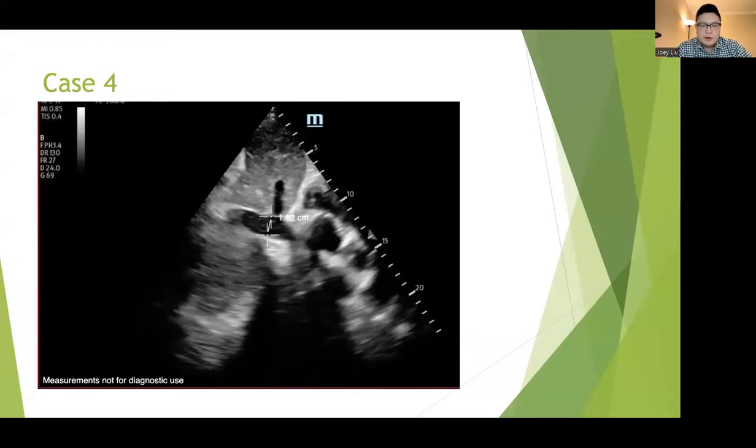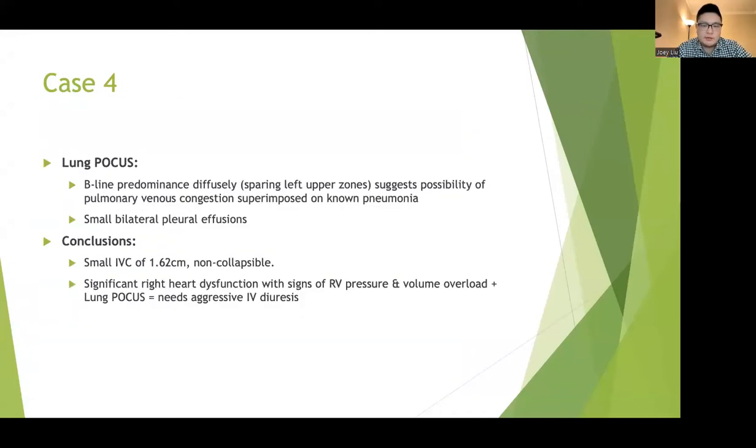But to take into context that this patient actually has significant right heart failure or right heart dysfunction with signs of RV pressure and volume overload, although this small IVC seems to be non-collapsible at 1.6, we didn't think, and to add in the findings on the lung POCUS, in which the B-lines predominate diffusely, suggestive of possible pulmonary venous congestion, altogether we felt that this patient actually needs aggressive IV diuresis.